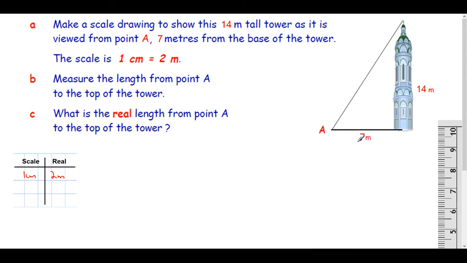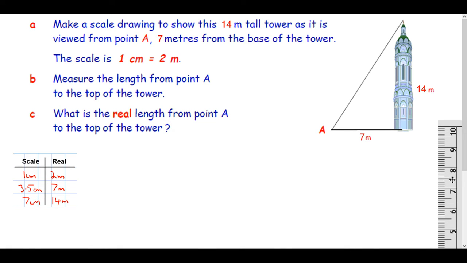So I look at the diagram and I can see there's 7 metres on there, and I can also see there is 14 metres on there height wise. So this is dividing by 2 to get the scale drawing size. So divide by 2 and you'll get 3.5, half of 7. I think half of £7, you get £3.50. And then half of 14 is just 7 centimetres.